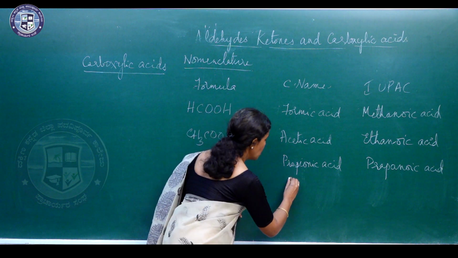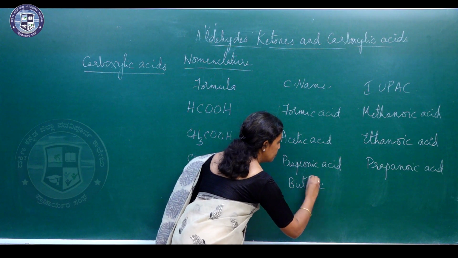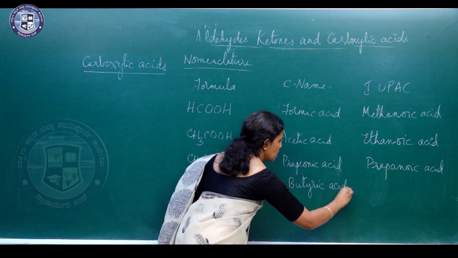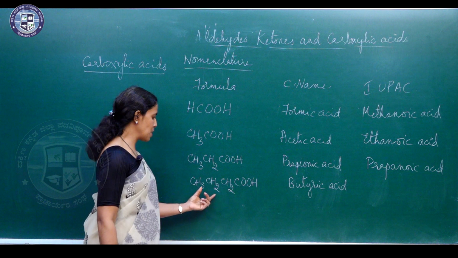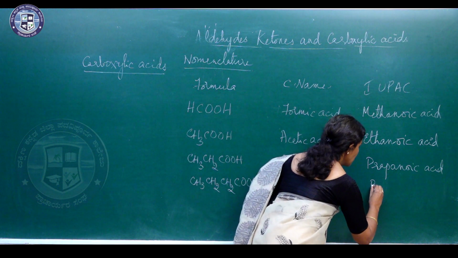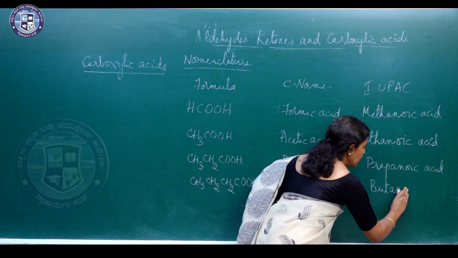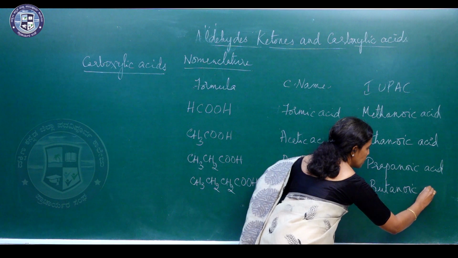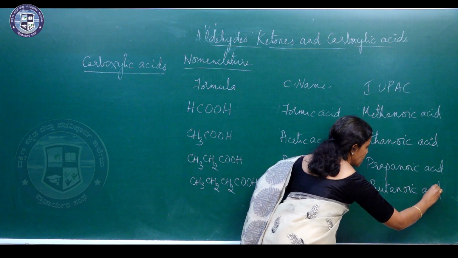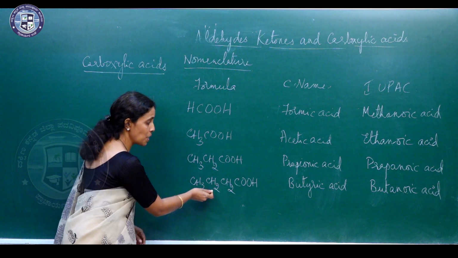The common name is butyric acid. So, then what is the IUPAC name? So, it has 4 carbon atoms in it. So, you can name it as butane. E is replaced by oic acid. So, butanoic acid. So, the next member is the isomer of this.